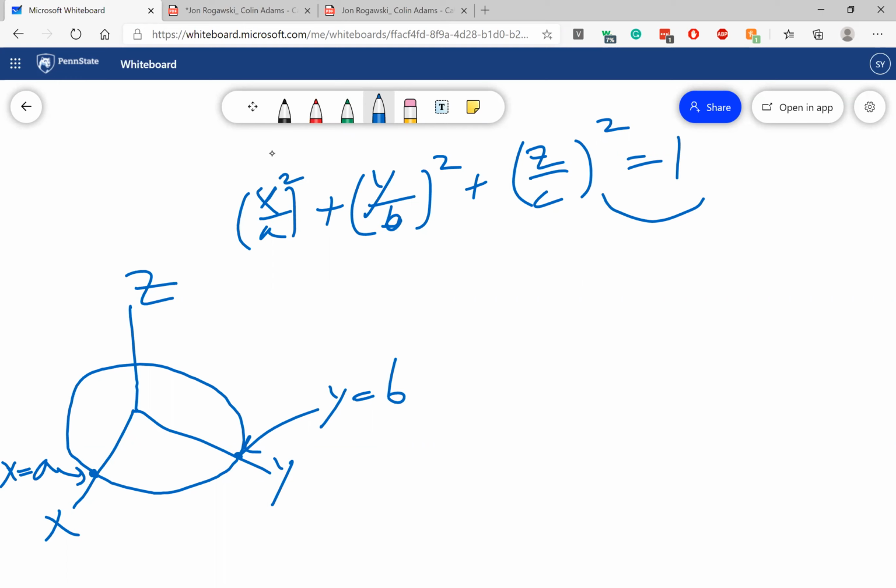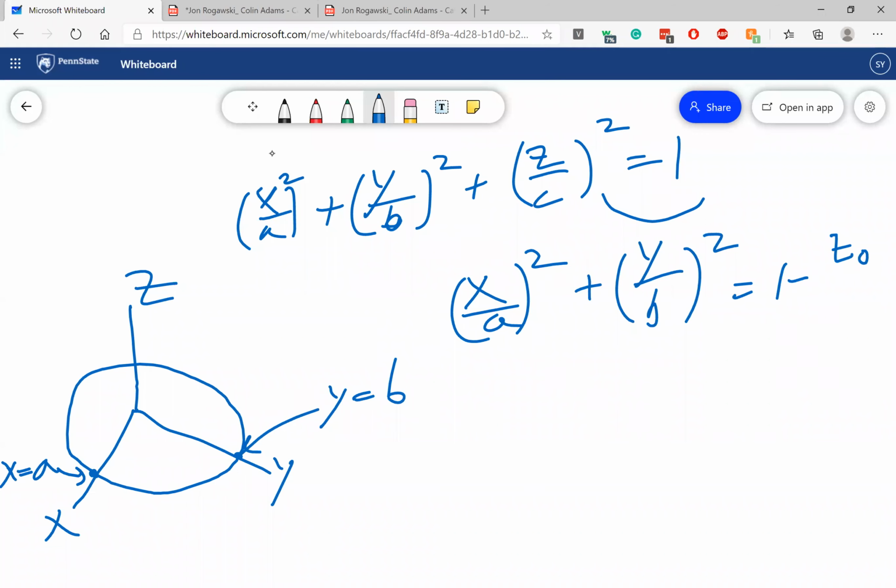So this equation just became x over a squared plus y over b squared is equal to 1 minus z0 over c squared. Okay, so now when we have this, one second. So far, does this make sense?